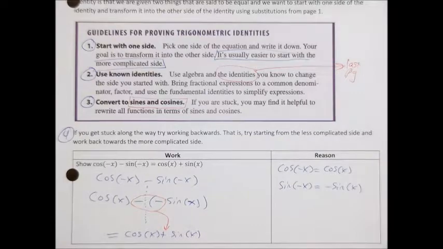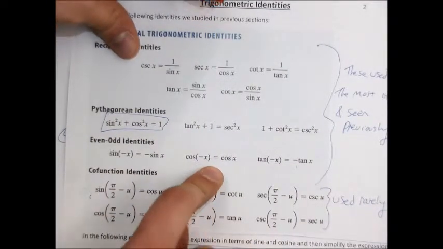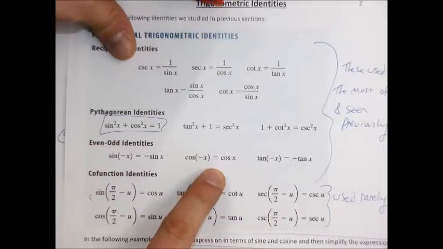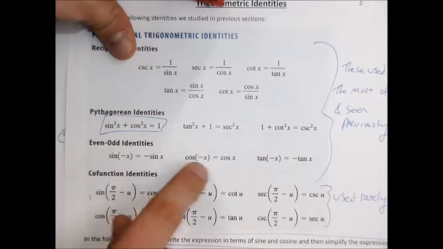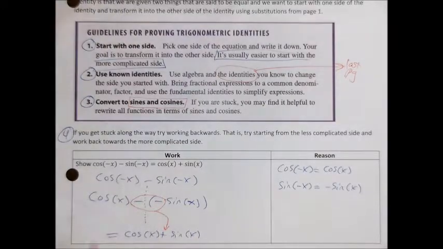Yeah? So cosine negative x equals negative cosine x, or just cosine x? Just cosine x. Oh, okay. That's because cosine is an even function, if you remember that back on that page, and sine's an odd function, and so that's what that means. All right. So we started with the left-hand side, and we transformed it into the right-hand side.